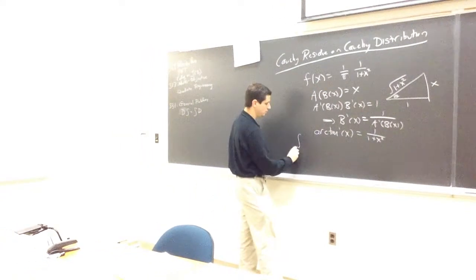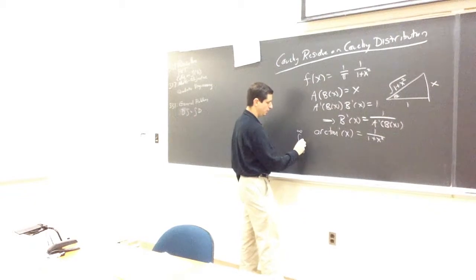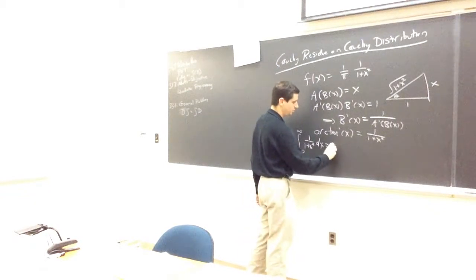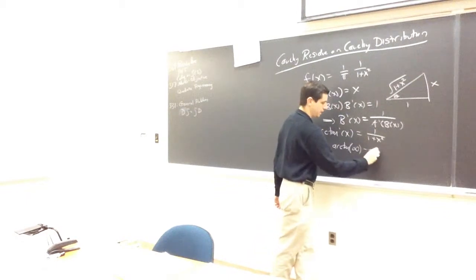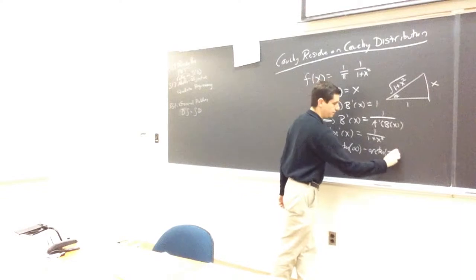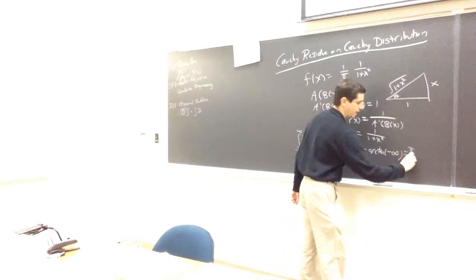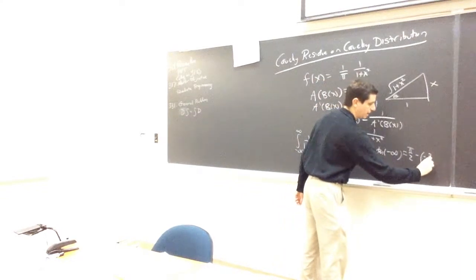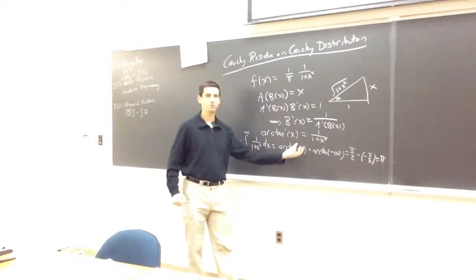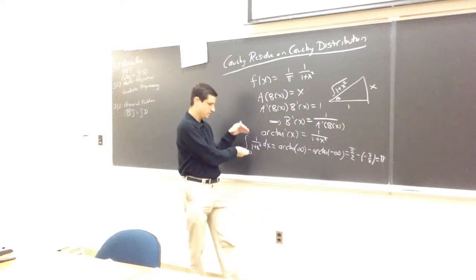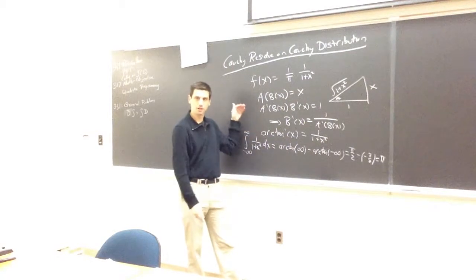So now the integral from minus infinity to infinity of 1 over 1 plus x squared dx is equal to the arctangent of infinity minus the arctangent of negative infinity. So it's pi halves minus negative pi halves, which is pi. If you're a little bit uncomfortable with putting in the infinities, just take the limit going from minus R to R, going like that.